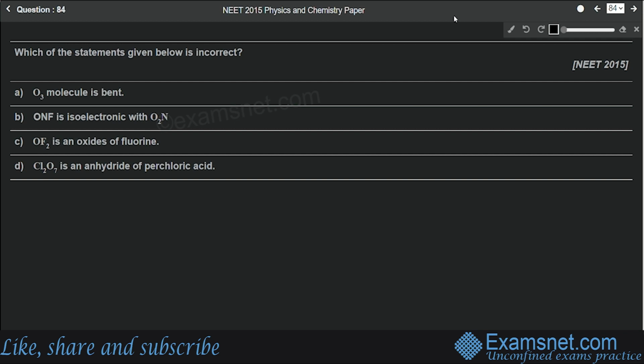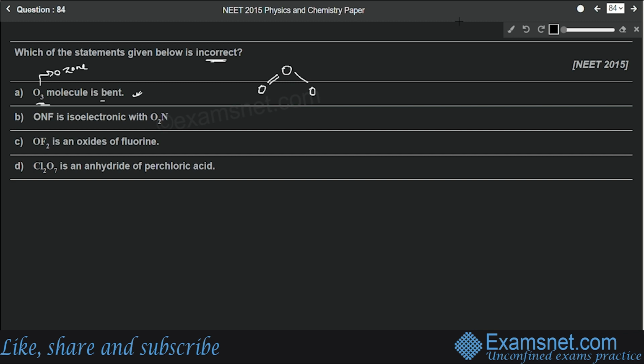Next question says, which of the statements given below is incorrect? So let's read the statements. The first statement says O3 molecule is bent. O3 means ozone. And this statement is correct because the structure is bent. It looks like this. This is one oxygen, double bond oxygen, and one single bond oxygen. So this is a bent molecule. So this is a correct statement.